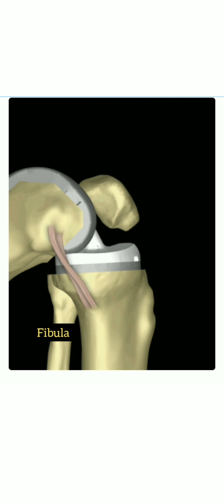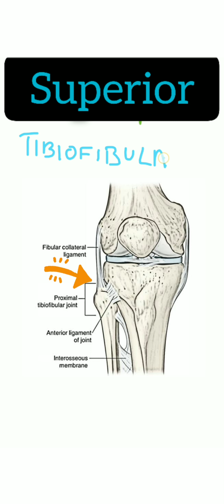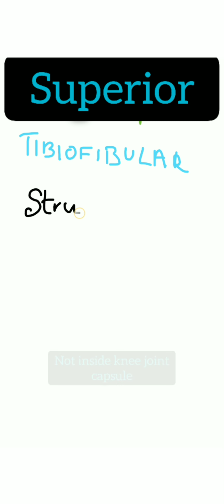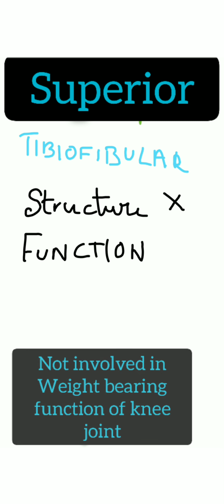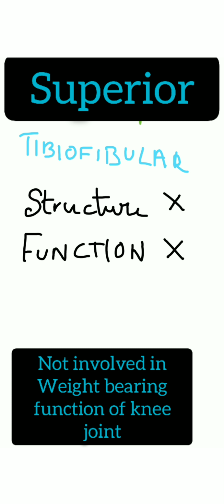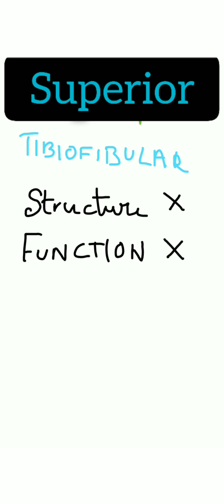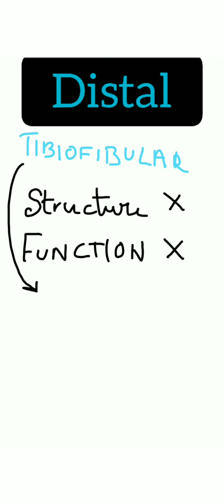About the fibula we are talking next. The superior tibiofibular joint is not the part of knee complex because it is not inside the knee joint capsule, so it has less role to play in structure, and it is not involved in weight bearing, so it has no significant role in the function. But the distal tibiofibular joint is functionally related to the ankle joint.